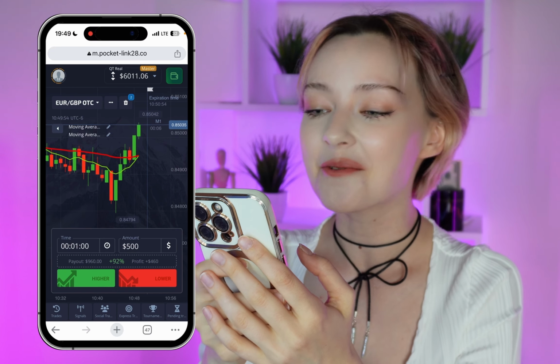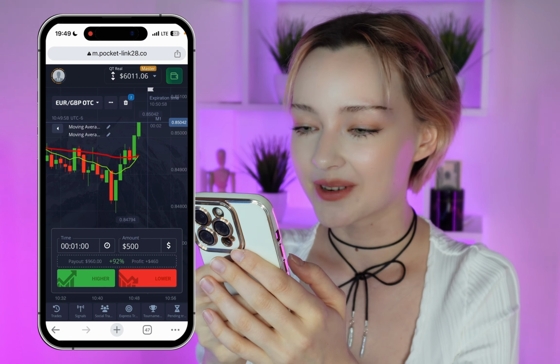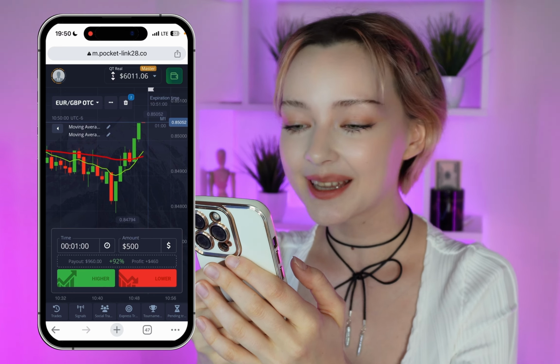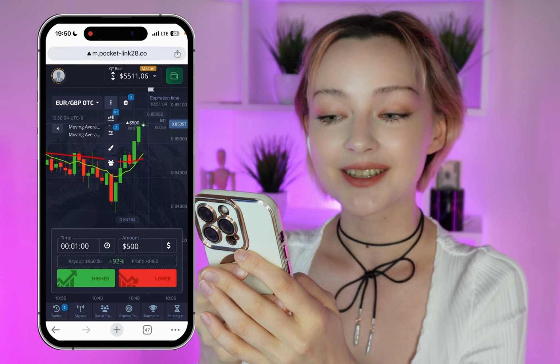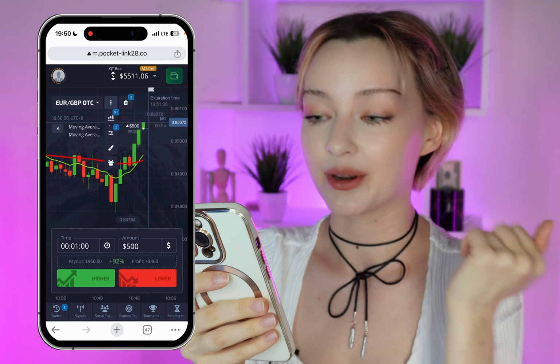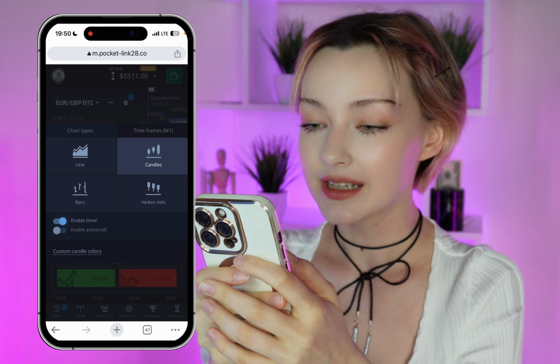So guys, we're waiting for the candle to settle. 4, 3, 2, 1 second is left until the candle is completely formed. Voila, a new one has appeared and we are placing a trade. How do you enable this timer? Pretty simple. We're going to the settings and turn the timer on right here.